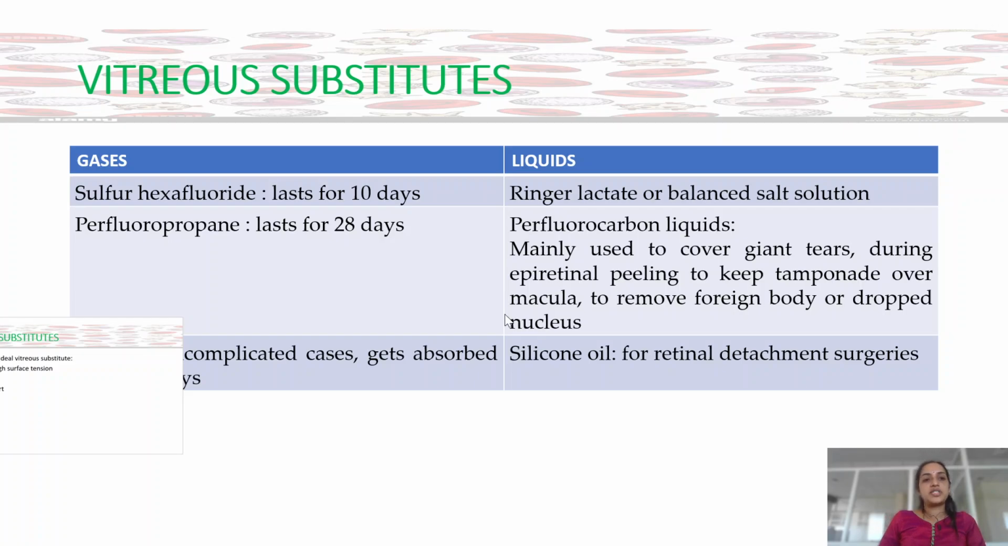The types of vitreous substitutes that you can use are gases such as sulfur hexafluoride and perfluoropropane, and sometimes you can use air. The liquids that you can use are ringer lactate or balanced salt solution temporarily, and perfluorocarbons, which are usually used to tamponade during a surgery. Then silicone oil is used following a vitrectomy, and it is left for around 4 to 6 weeks till the retina attaches back.